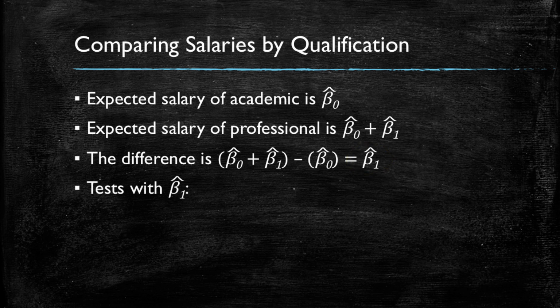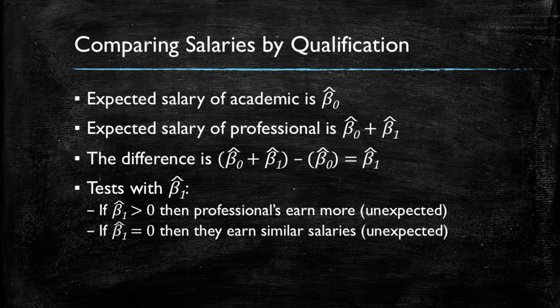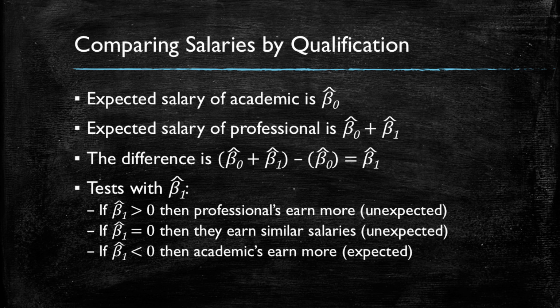So we can do formal tests based on the estimated value of beta 1. If beta 1 is greater than 0, then we would be finding that a professional faculty earns more than an academic faculty. If beta 1 is close to 0 or is insignificant, it means that it doesn't matter if a faculty is a professional or an academic, the salary is going to be the same, which in this case would be represented by beta 0. Finally, if beta 1 happened to be negative, that means that a professional is earning less than an academic, which is what we expect.